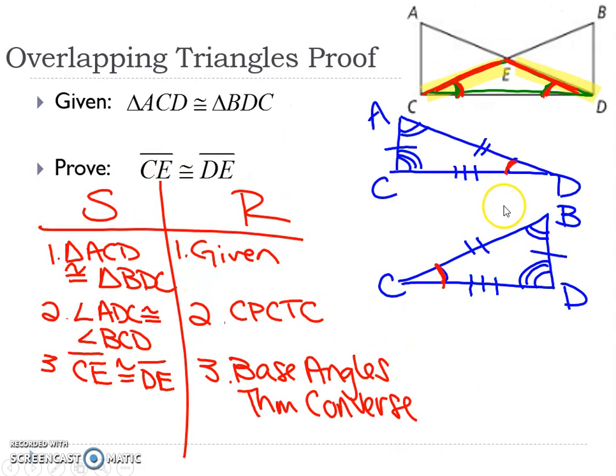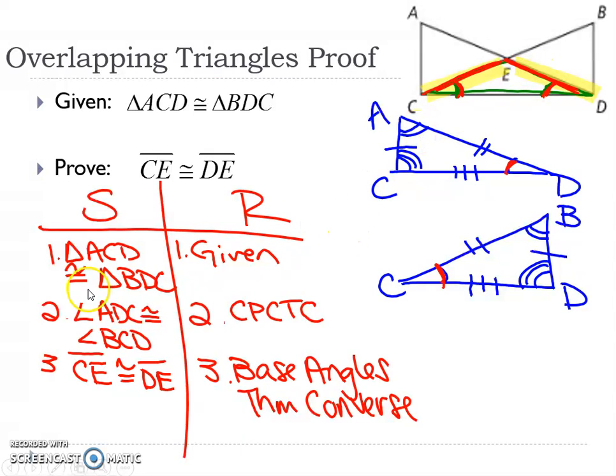Let's take a look at this one. This is also an overlapping triangles proof. The given is triangle ACD is congruent to triangle BDC. So this triangle is congruent. You can separate them and draw ACD and BDC separately here and mark what they have in common. We want to prove that this segment AE is congruent to DE right here.